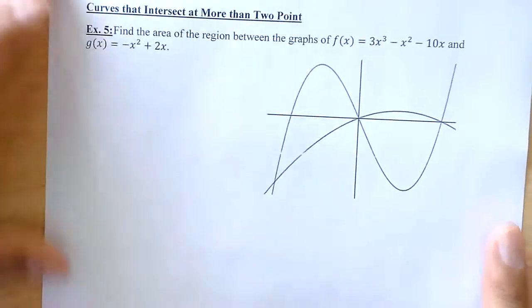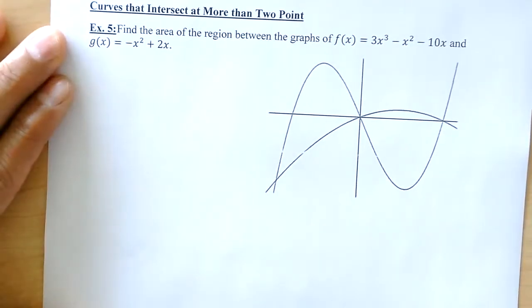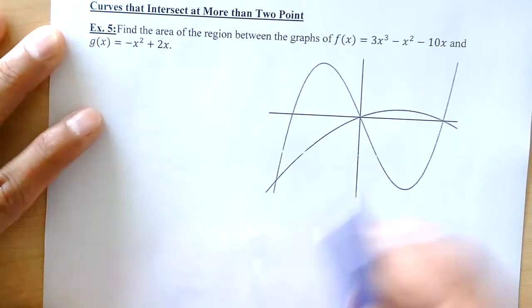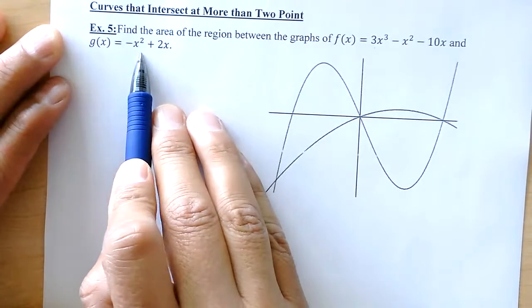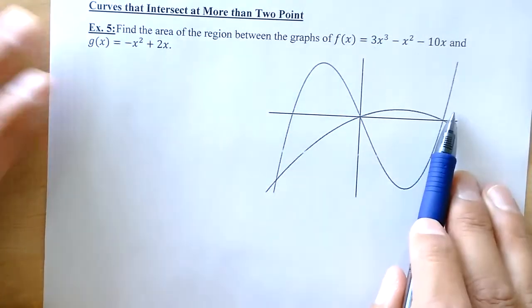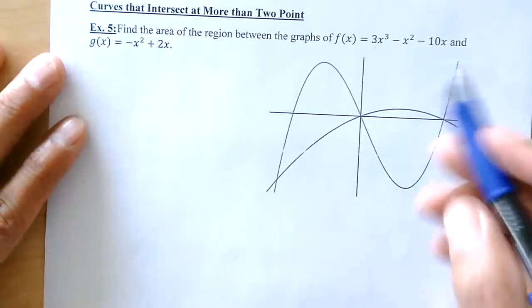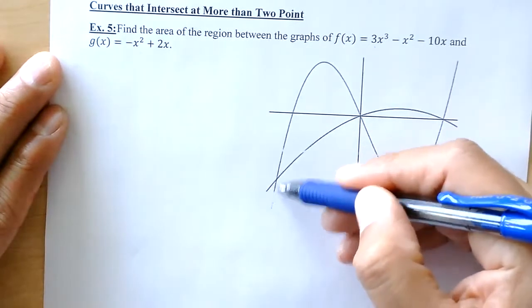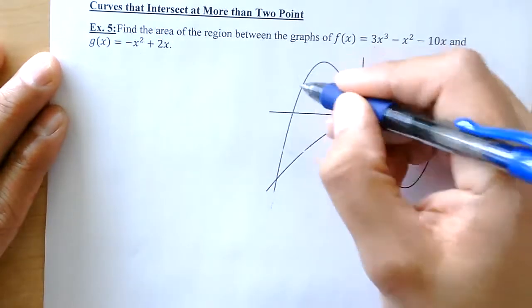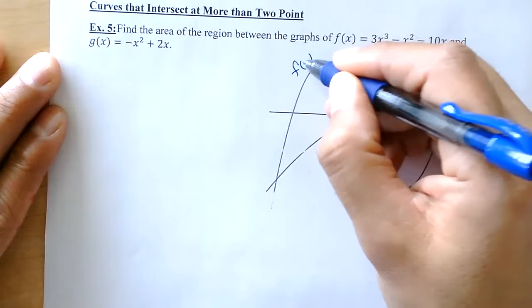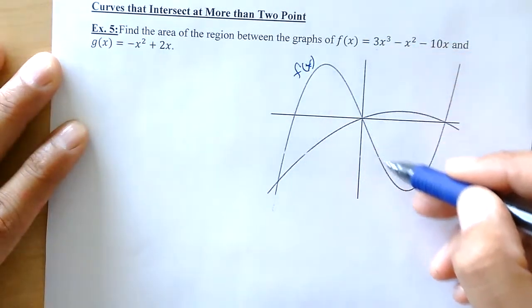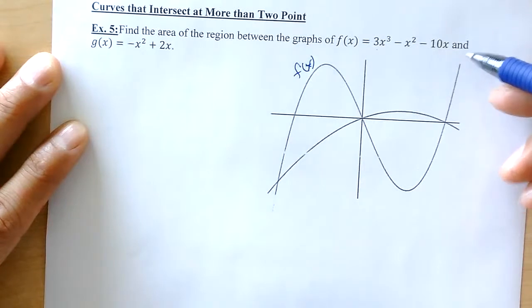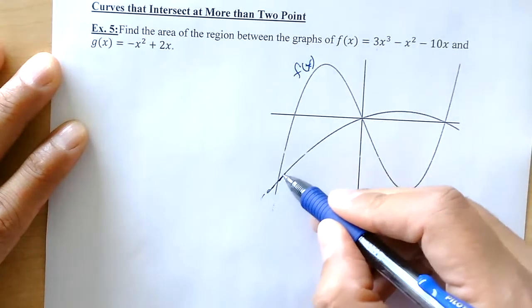Sometimes the curves intersect at more than 2 points. I have a cubic and I have a quadratic, and I already graphed them for you. The cubic is this one right here. This is f of x. And if you follow the curve, it has a cubic shape. The quadratic, the g of x, is this one.